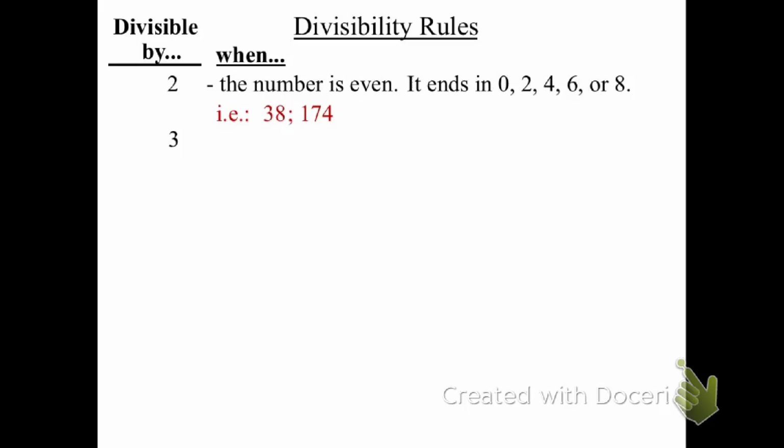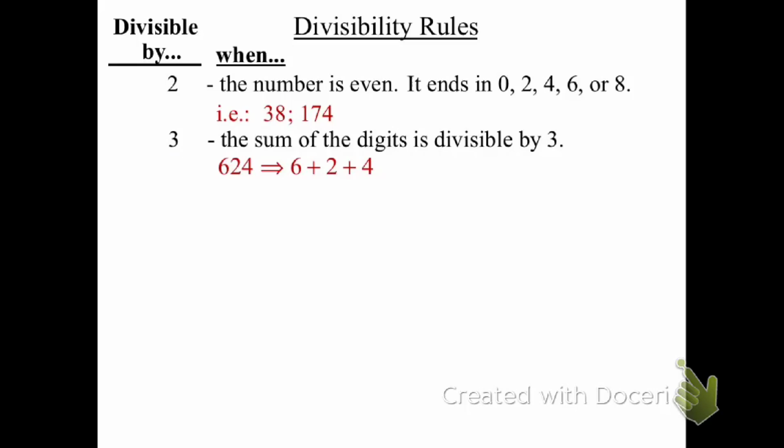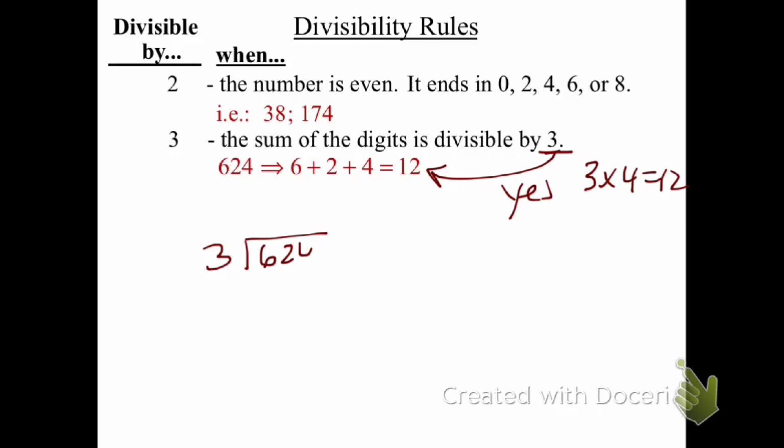Now, we're going to look at the divisibility rule of 3. So a number is divisible by 3 when the sum of the digits is divisible by 3. So, for example, I have 624. So I take all those digits, 6 plus 2 plus 4, and it gives me 12. Now, can 3 divide into 12? Yes, it can. How do I know that? Because 3 times 4 gives me 12. So let's test this out. Let's see if we can divide 3 into this number. So 3 divided into 624.